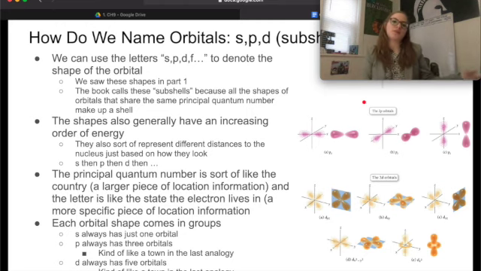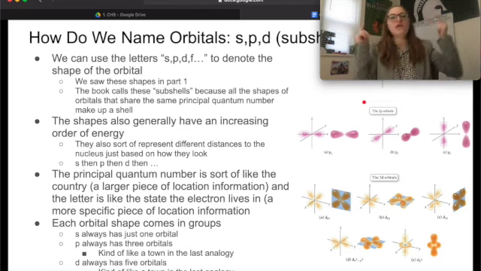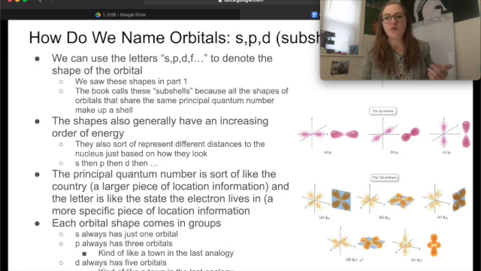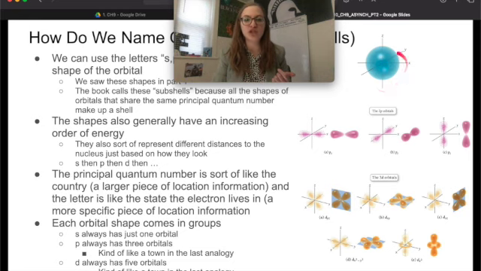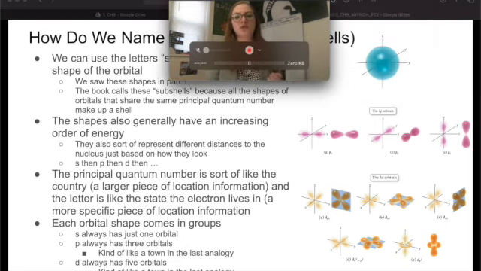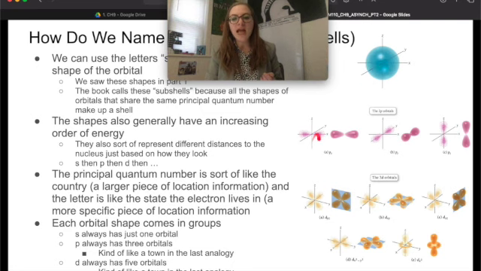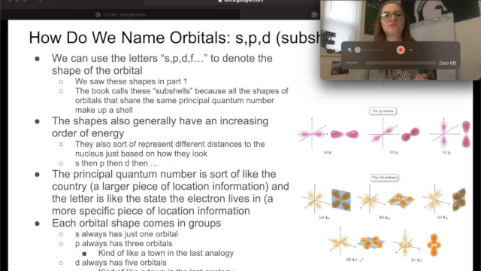Okay, so we talked about the numbers. Well, what about the letters? As in the first half of the first video, we know that we can use letters to denote the shape of the orbital. Remember, the s orbital is that circular sphere shape. The p orbitals are made up of 3 dumbbell shapes, and the d orbitals are made up of 4 four-leaf clovers and a donut with a dumbbell. So this is an s orbital, a p orbital, and a d orbital on your screen.